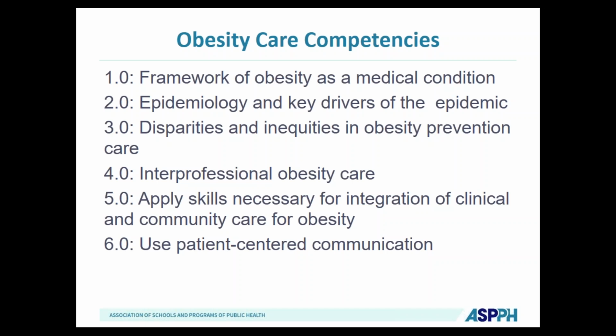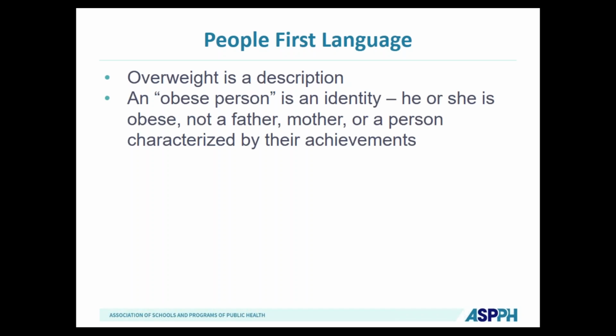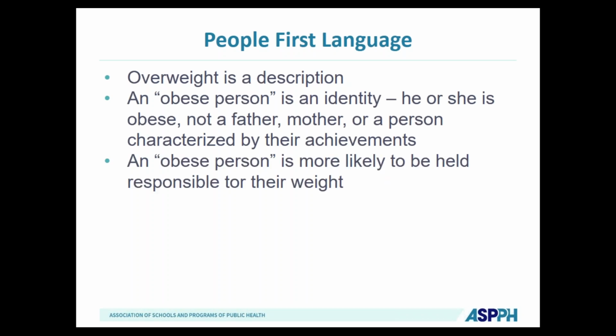So that's 6 of the 10, and I wanted to just spend a minute on number 6 because we think this is one of the more important pieces of the competencies. When we talk about overweight, overweight is a description, but obesity or an obese person becomes an identity rather than being, you know, a father, son, a preacher, a physician. They really have kind of lost who they are as an identity, and a person with obesity is more likely to be held accountable for their weight when we know that there's far more that goes into it.